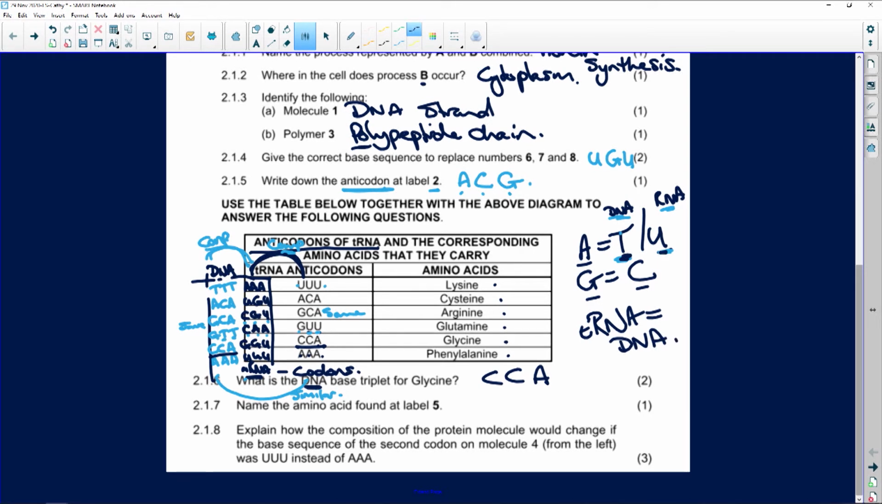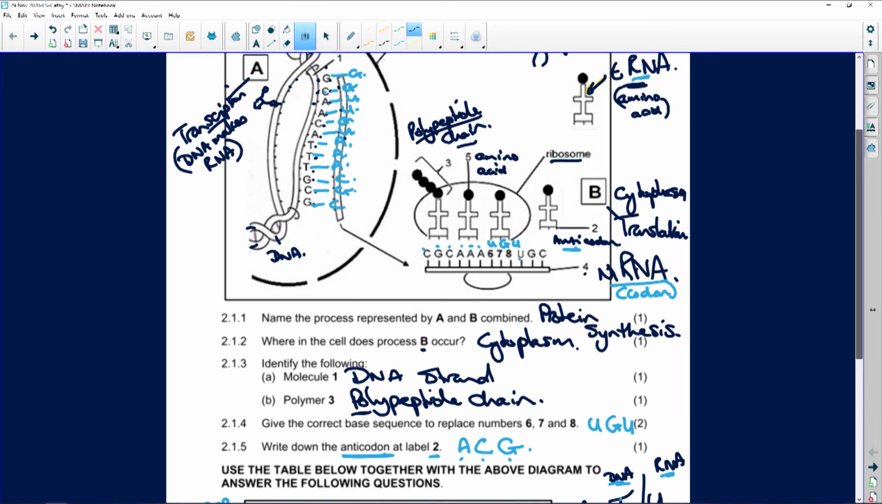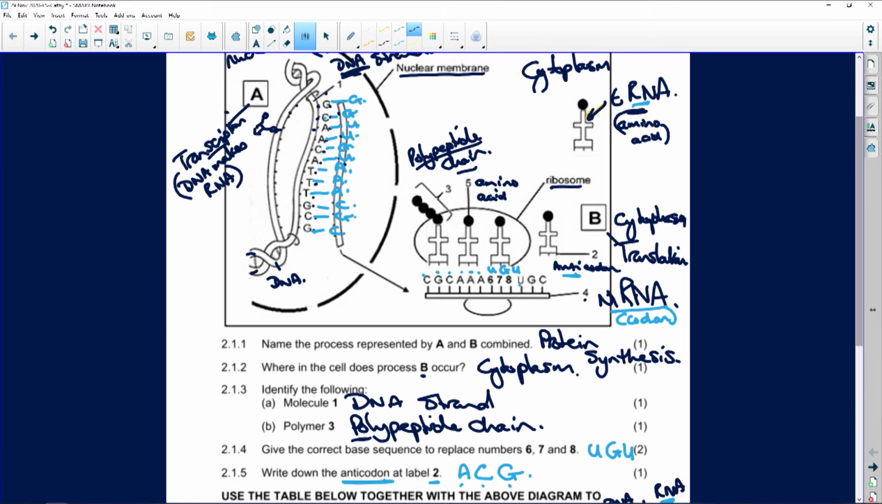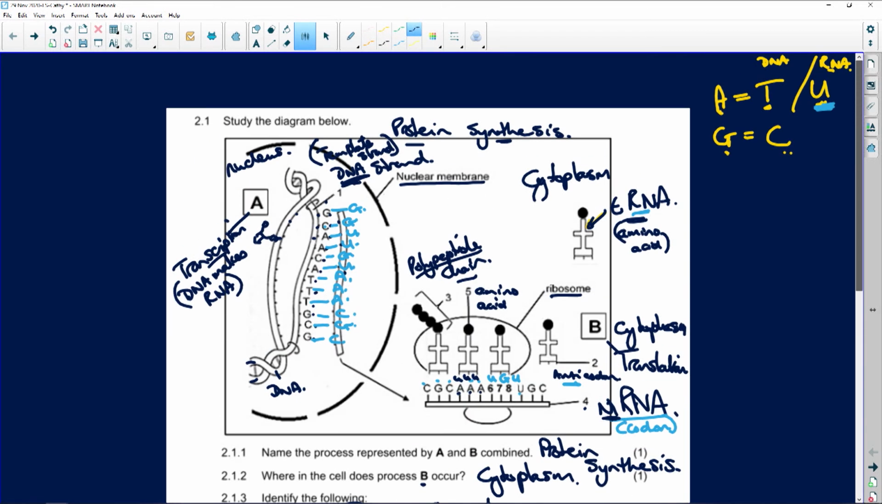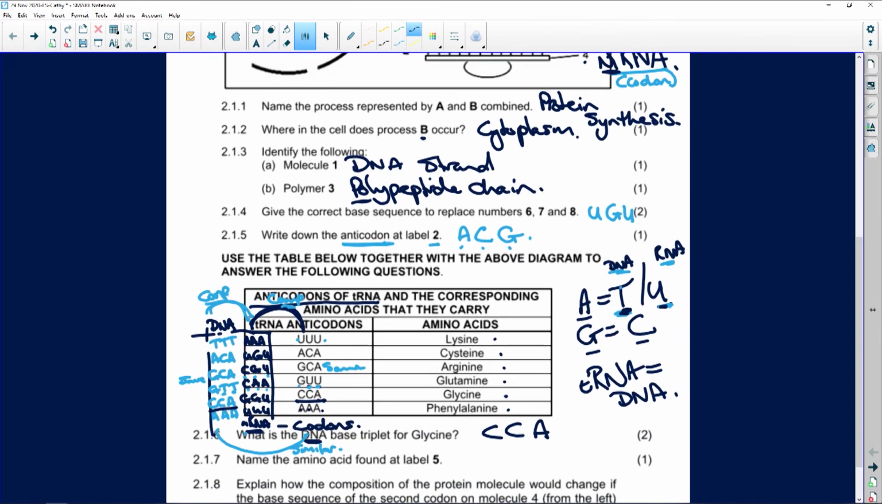Alrighty, now, name the amino acid found at 5. So if we look at the amino acid found at 5, this amino acid is going to be AAA, at least it's AAA on the mRNA. It's going to be UUU on the transfer RNA, which means it's going to be TTT on the DNA, and that tells us that it is going to be lysine. All right, there it is, TTT, UUU, lysine.